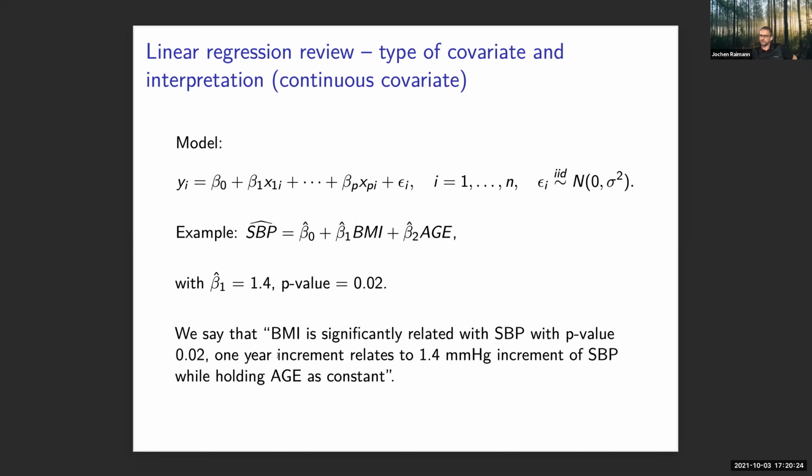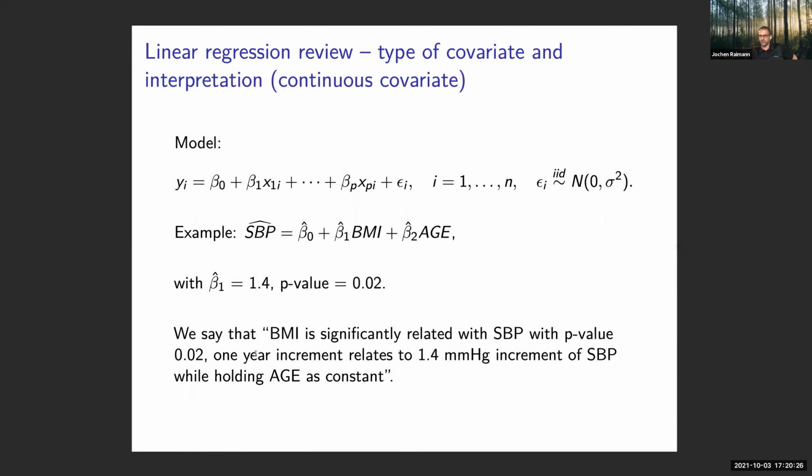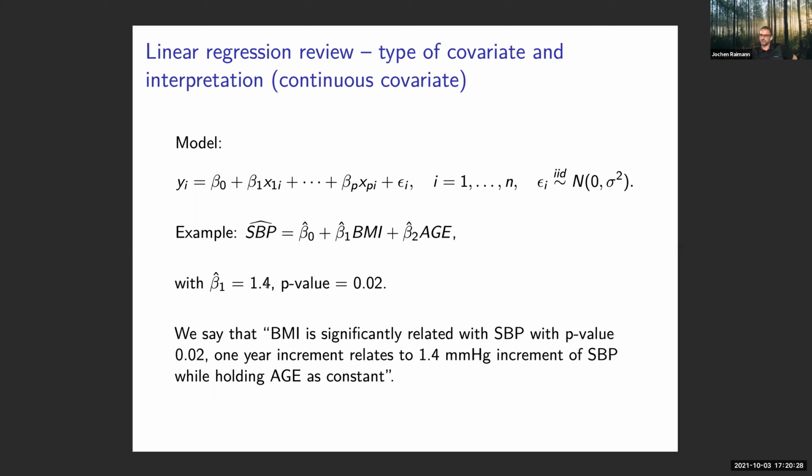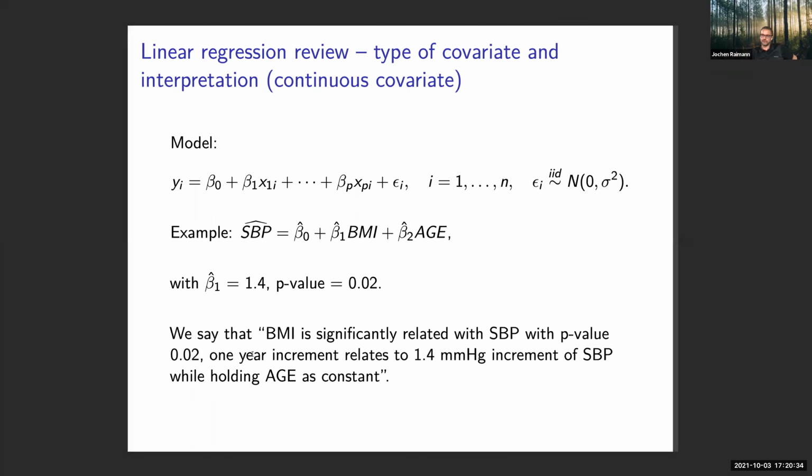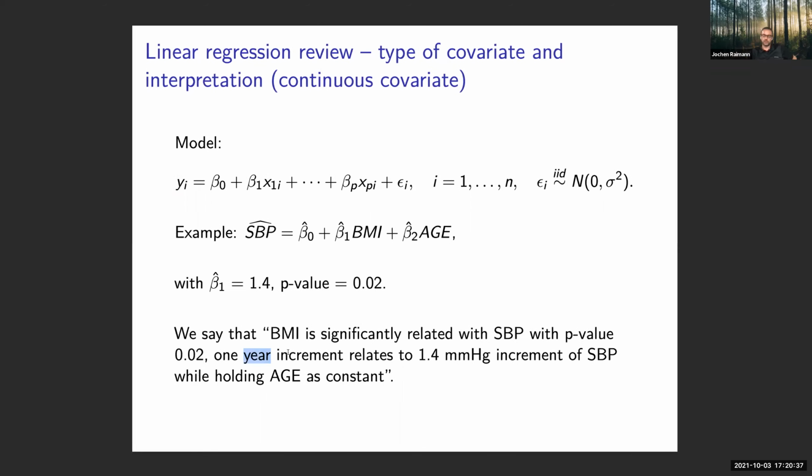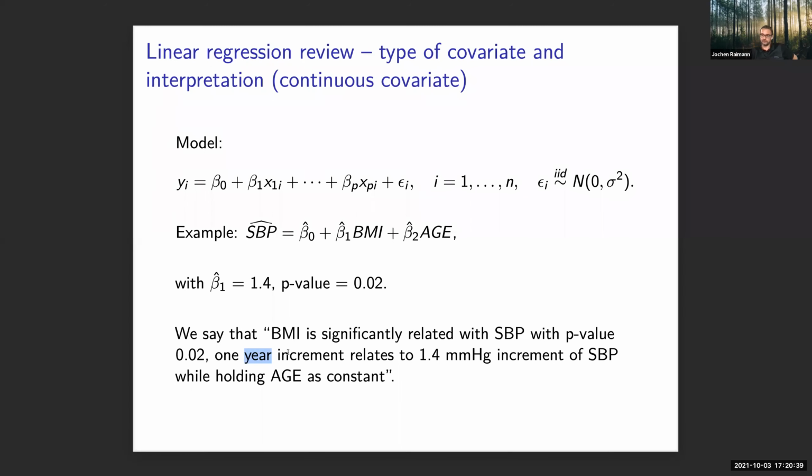Where a 1 unit increment relates to 1.4 millimeter Hg increment of SBP. So okay, I just cut this one. This is not 1 year. This is 1 kilogram per meter squared. I will correct this in the final version of the slides. I'm actually going to do this right now.